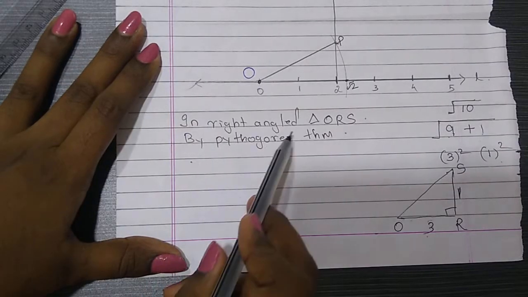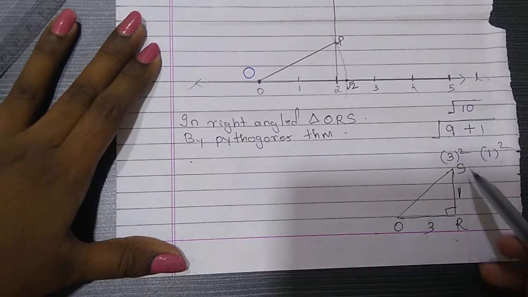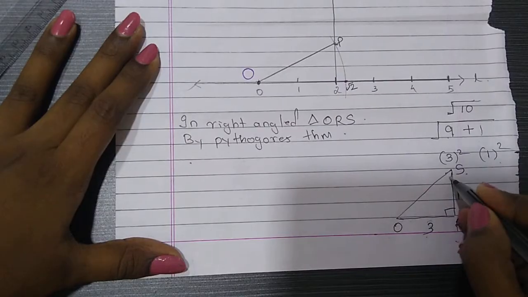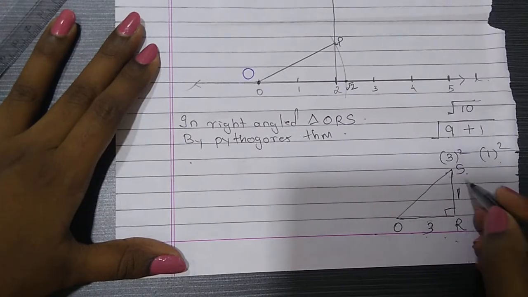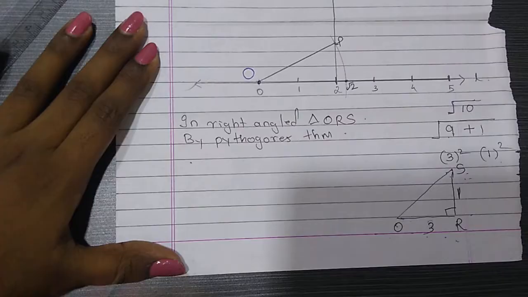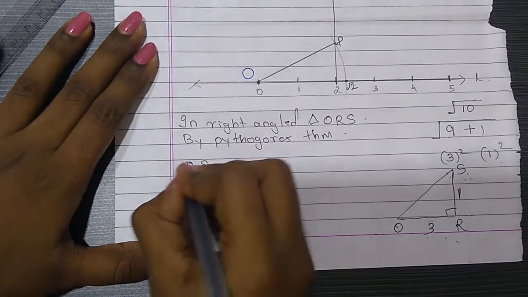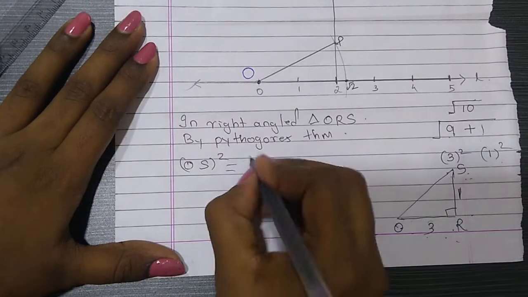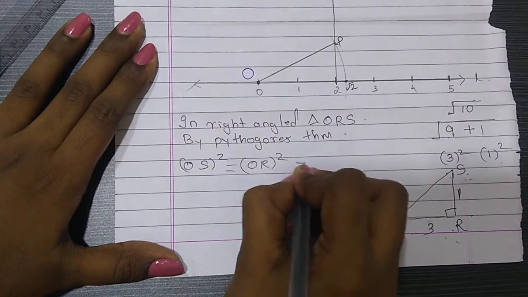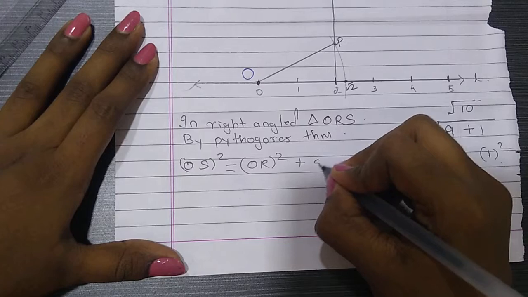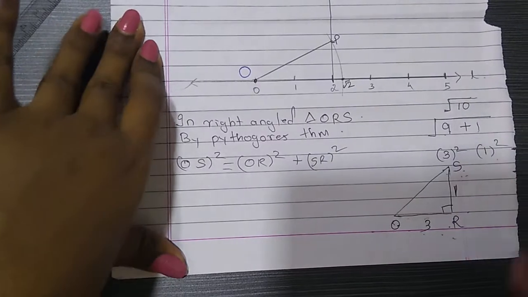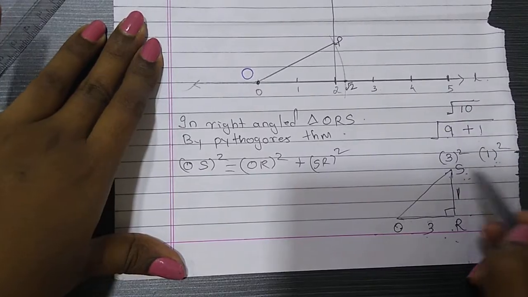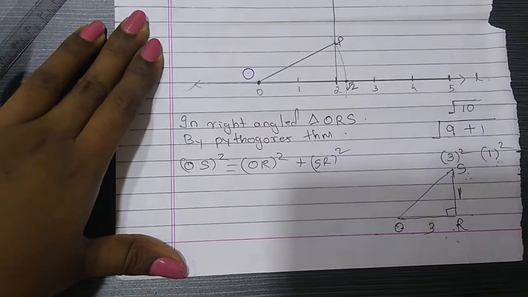Now in a right angled triangle ORS, okay, we will be using Pythagoras theorem. So this is your hypotenuse square equals one side square plus other side square. So hypotenuse, I'll be writing it as OS square is equal to OR square plus SR square. Just to check whether these values will be enough for us to draw root 10.